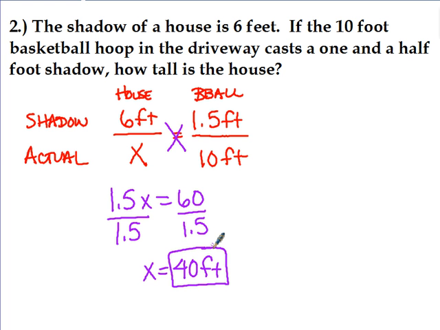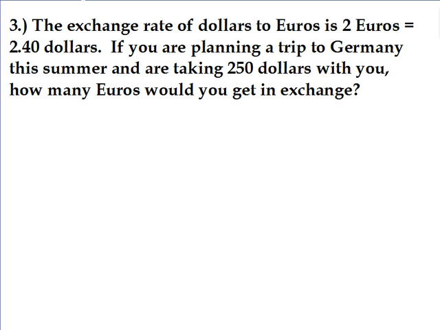Okay, the next one. The exchange rate. Okay, so dollars to euros is 2 euros equals $2.40. So there's my first fraction right there. 2 to $2.40. And I can't remember what the symbol for euros is. I think it looks like that.